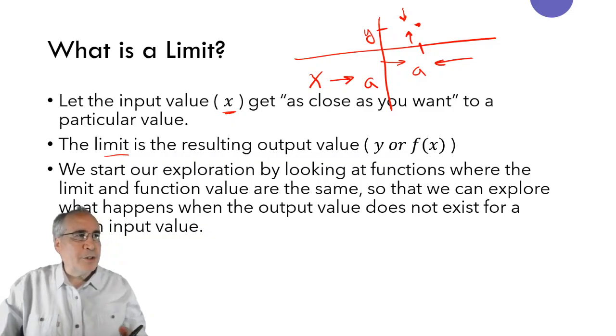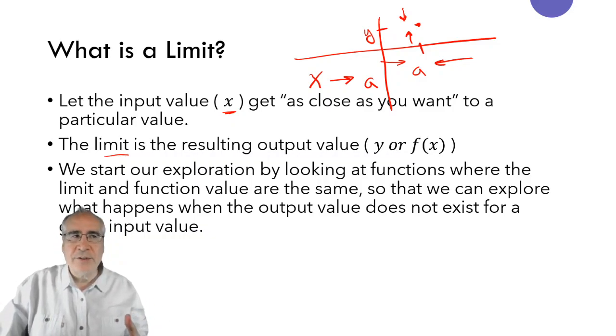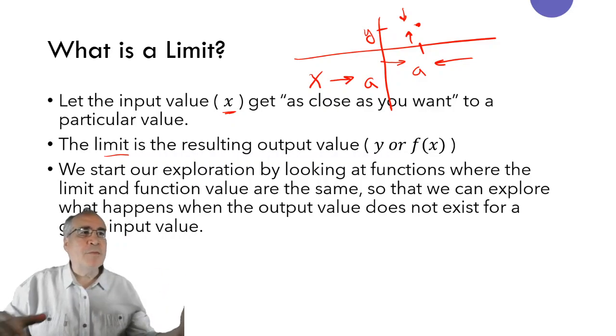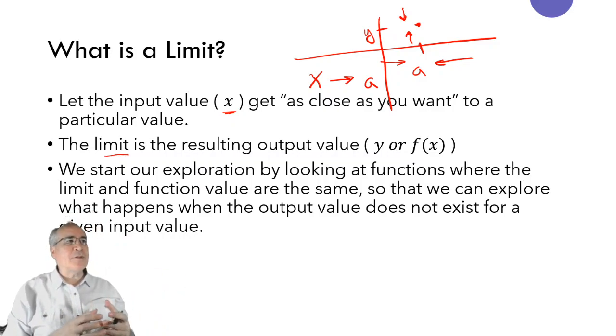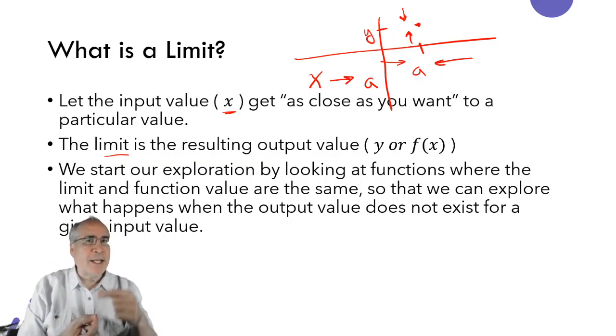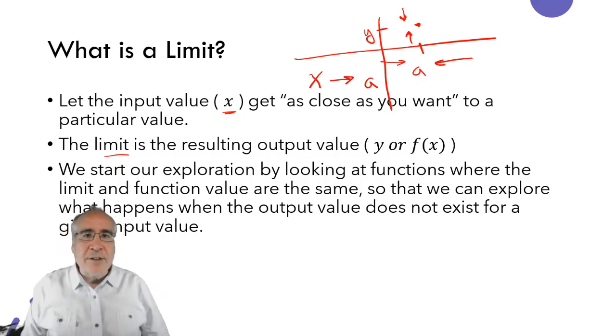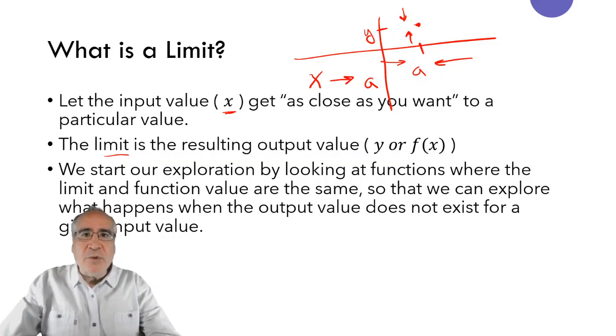So we're going to look at functions where the limit and the function value are the same, and then we extrapolate onto what happens where the limit and the function value itself are different. It could be possible that a limit does not exist, and so we'll look at those cases.